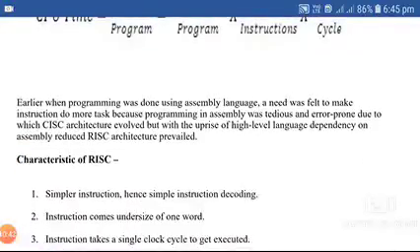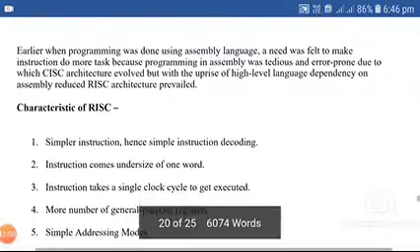Earlier, when programming was done using assembly language, a need was felt to make instructions do more tasks, because programming in assembly was tedious and error prone, due to which CISC architecture evolved. But with the uprising of high level language, dependency on assembly reduced, and RISC architecture prevailed.